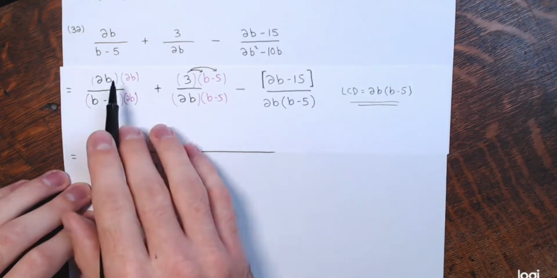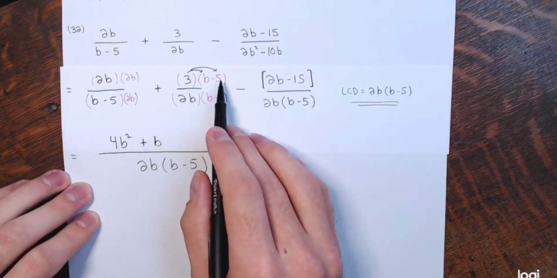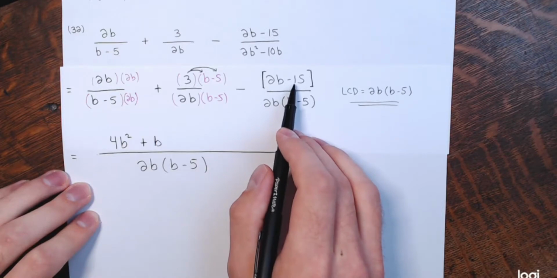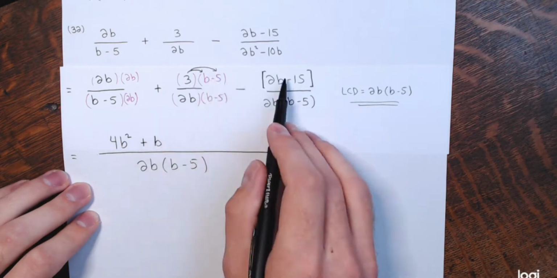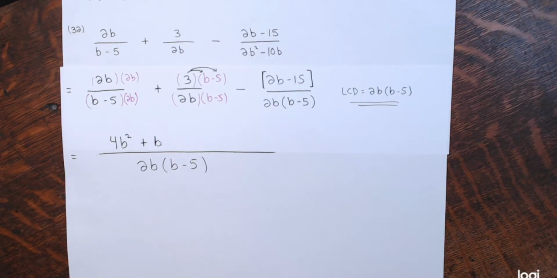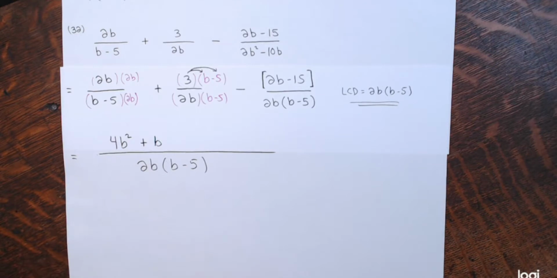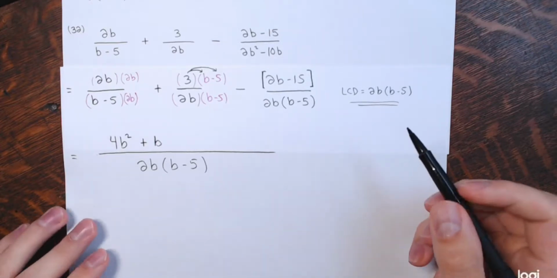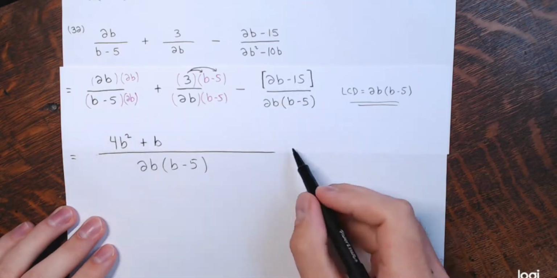Then for the constants, there's no constant in the first numerator, so I'm not worried about that. Then we have negative 15 minus negative 15. That'd be negative 15 plus 15, that's 0. So all I'm left with in the numerator, when I'm done combining like terms, is 4b squared plus b. The constant would be 0. Okay, well now, this is great. This is the sum and difference of all these fractions, but let's see if we could simplify.